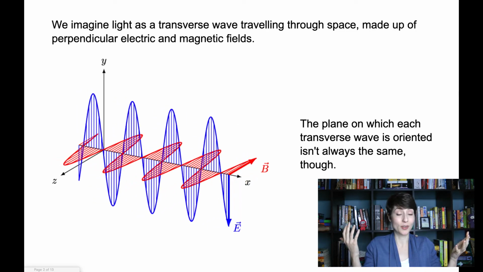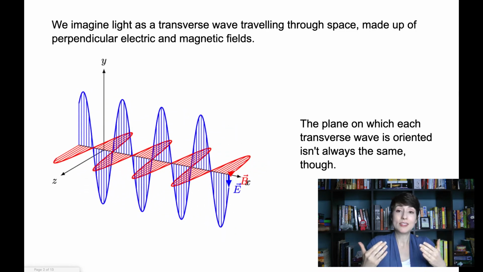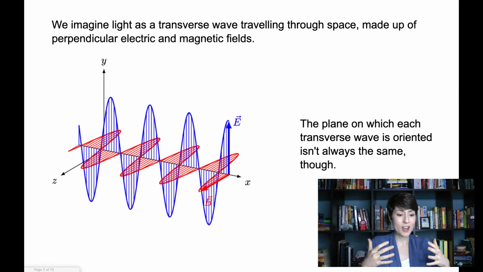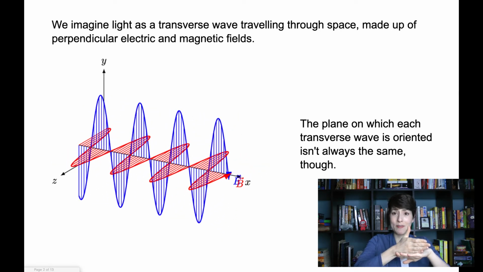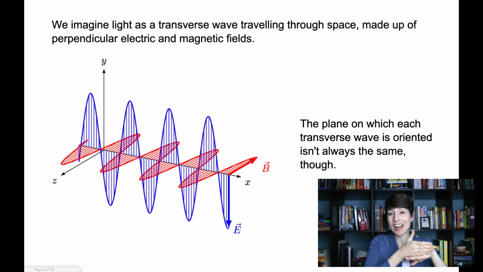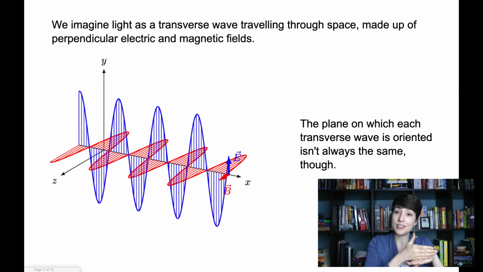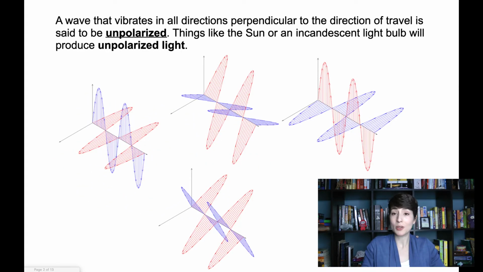Let's say we have a light bulb, for example, or the sun. The light waves given off by that luminous source aren't going to have the electric field and magnetic field always aligned on exactly the same plane for every single beam of light. So for example, if we have a source that emits light where the electric and magnetic fields are oriented differently depending on the light ray you're interested in, that light is called unpolarized. So a wave that vibrates in all directions perpendicular to the direction of travel is said to be unpolarized.